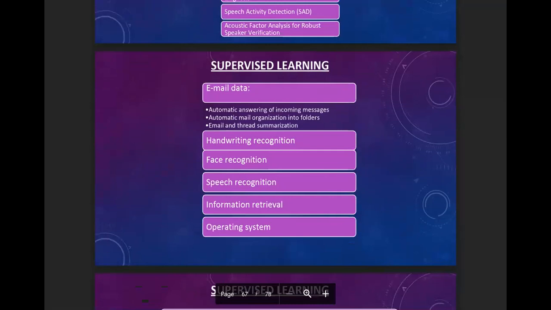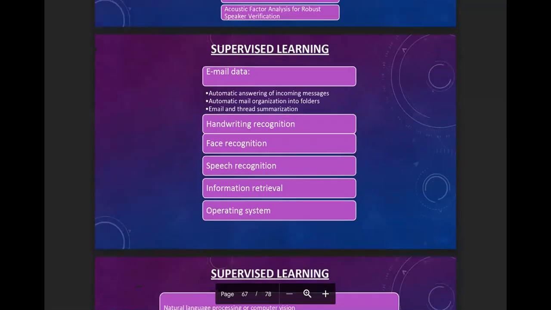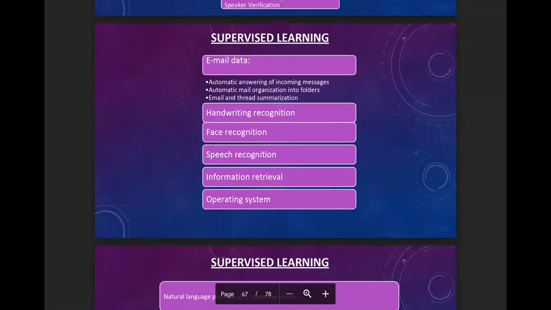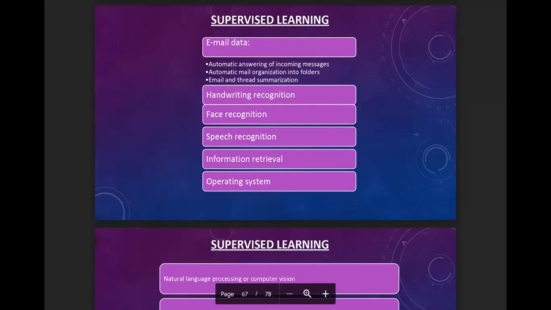Then you have supervised learning: handwriting recognition, face recognition, speech recognition, information retrieval. Operating systems also have supervised learning methods. You are provided an upgrade in the form of patches, and every time you upgrade your patches, you are learning with new attempts in terms of cyber security and the security of the systems. Every time a hacker develops something, you have to upgrade yourself and then apply it.